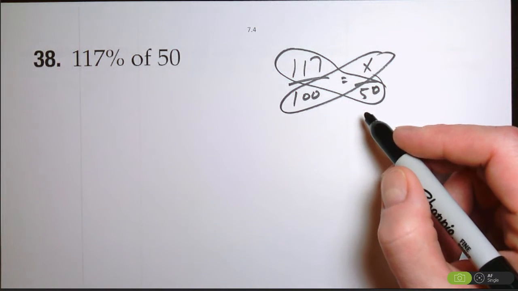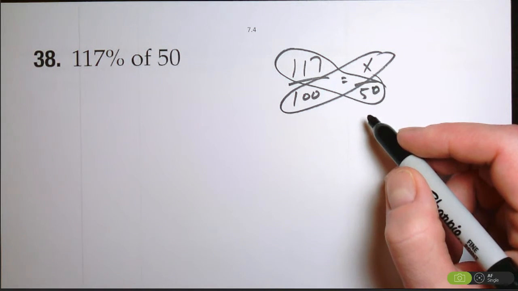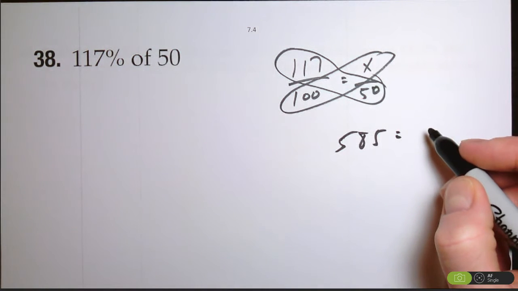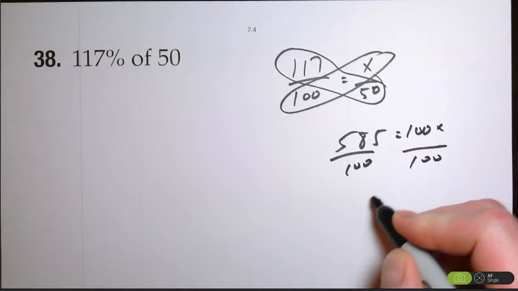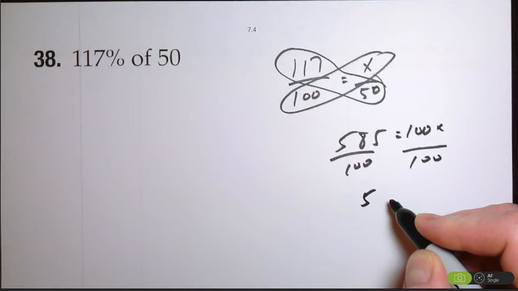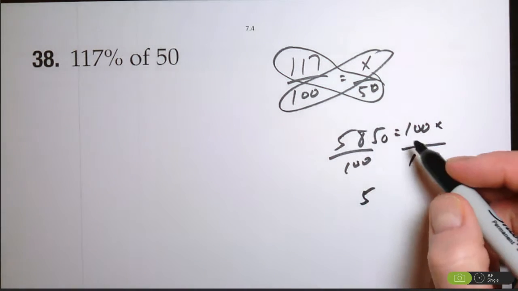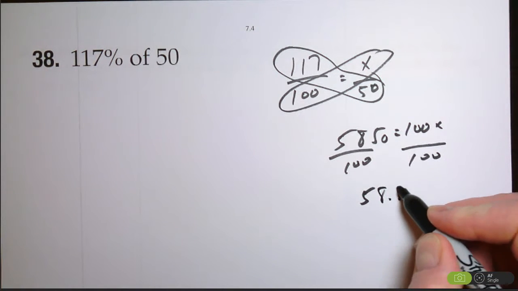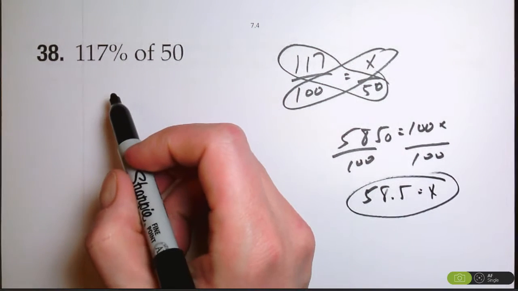that ends up giving us 1,170 divided by 2, which is 585 equals 100x divided by 100. That's not right. I lost it. It's 5850, which then gives you 58.5 equals x. So there's your exact. But the point is to approximate this.